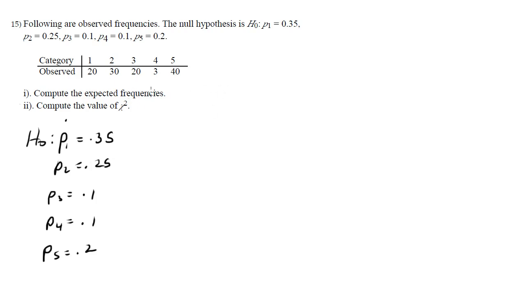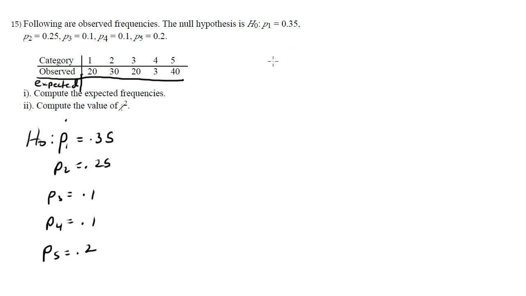So we want to compute the expected frequencies, because this is what's observed. But the null hypothesis says I expect 35% of the values to be in category 1, 25% of the values to be in category 2, 10% to be in category 3, 10% in category 4, and 20% in category 5. That's what we expect. So let's compute that.